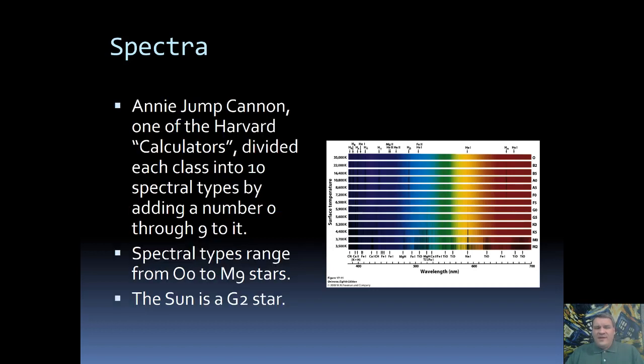One of the calculators, Annie Jump Cannon, was actually kind of the head of the calculators, and she noticed that there was enough variation between each letter group that she could subdivide it. She did this by adding a number to the letter. So the spectral types range from O0, then O1, O2, O3, and so on, all the way down to M9. Based on this categorizing system, the Sun is a G2 star. The Sun's spectral type is G2.